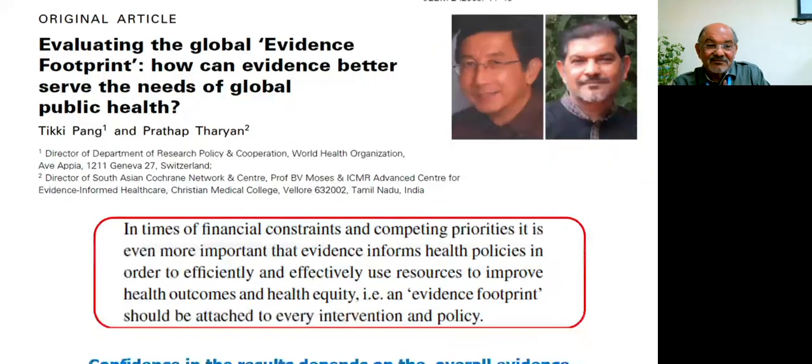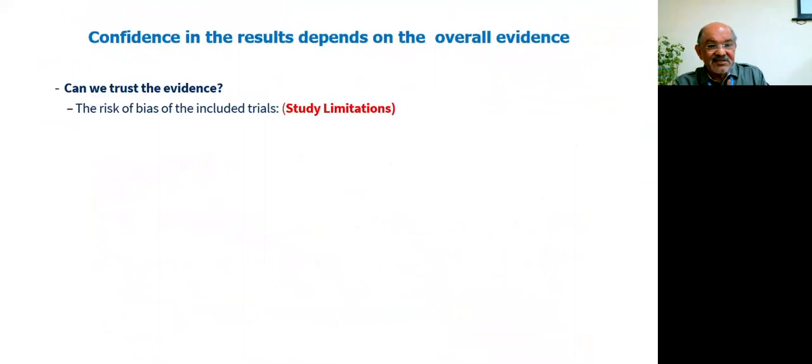Right? So what you need from the results is, can we trust the evidence? So what is the risk of bias in the individual trials giving you data for that outcome?